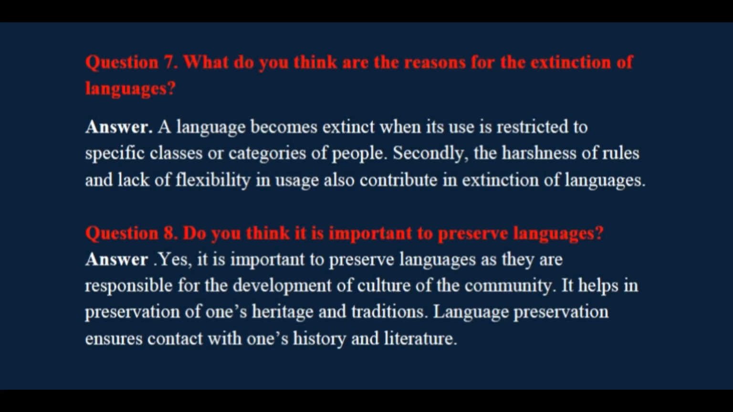Question 7. What do you think are the reasons for the extinction of languages? Answer. A language becomes extinct when its use is restricted to specific classes or categories of people. Secondly, the harshness of rules and lack of flexibility in usage also contribute to the extinction of languages.